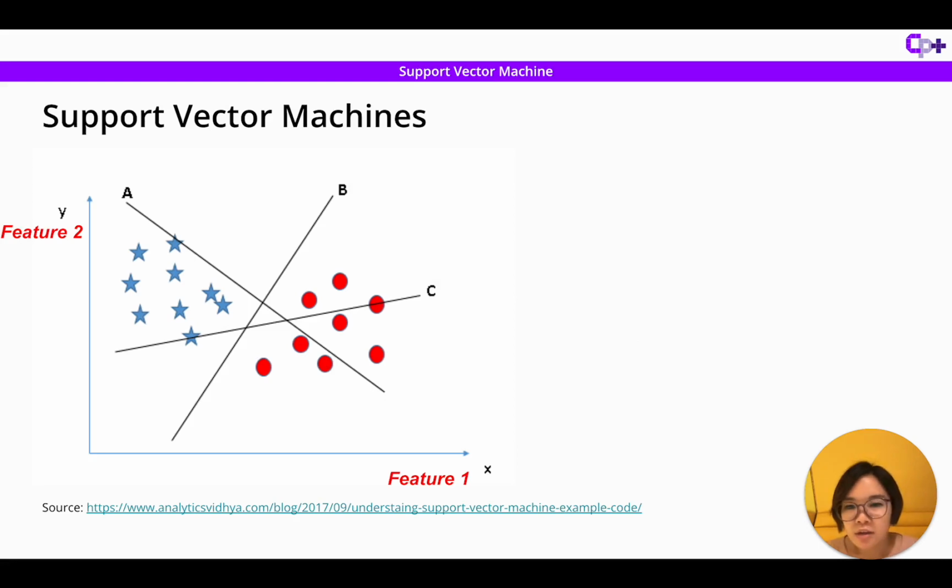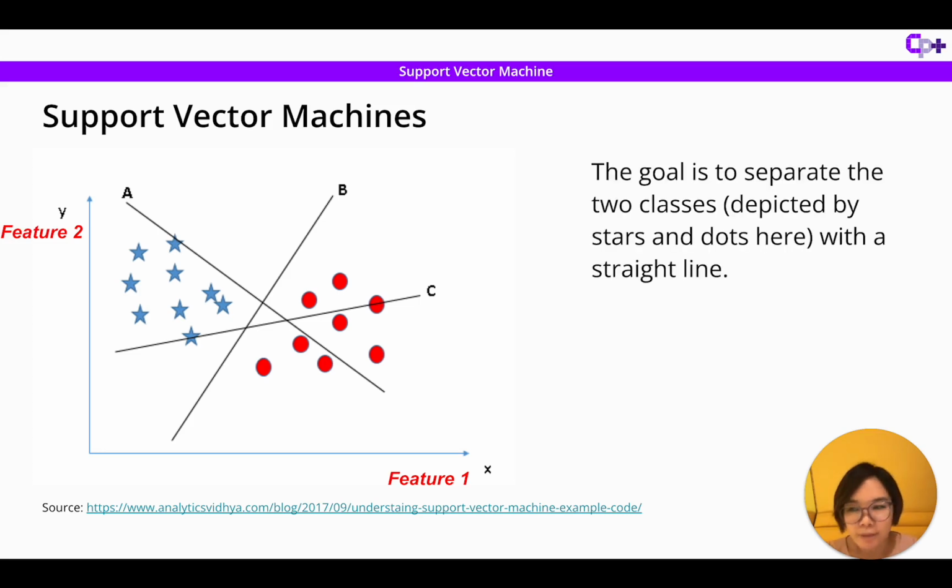Okay, the last classifier we're going to talk about is the support vector machine. The name sounds very complicated. What are vectors? What are support vectors? For simplicity's sake, we can just say that vectors are straight lines, or hyperplanes if you have more than two dimensions.